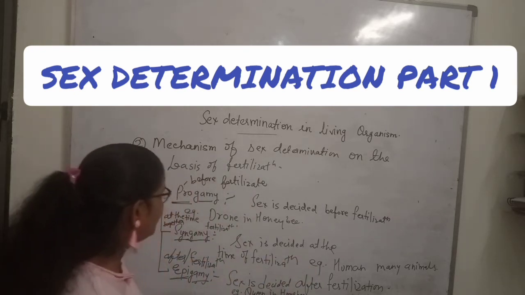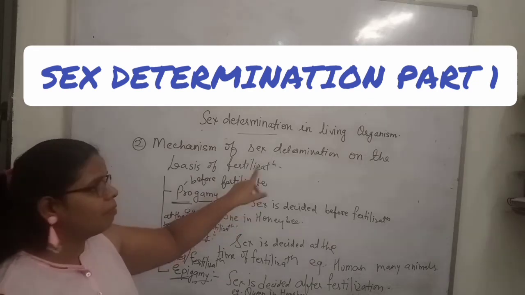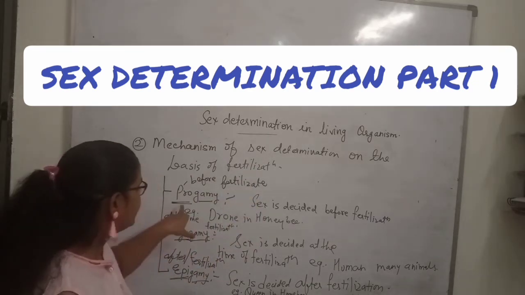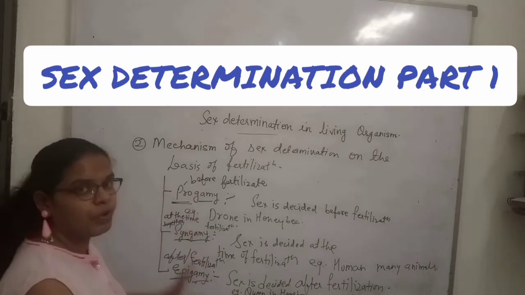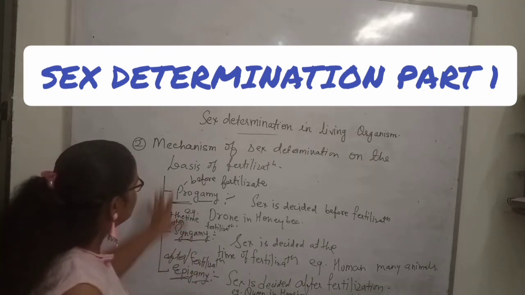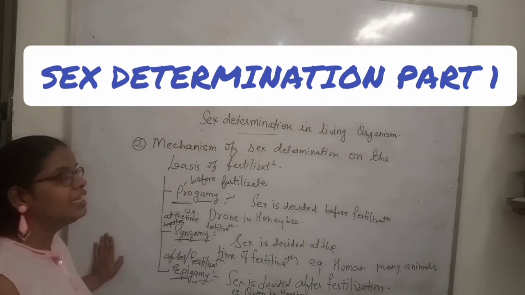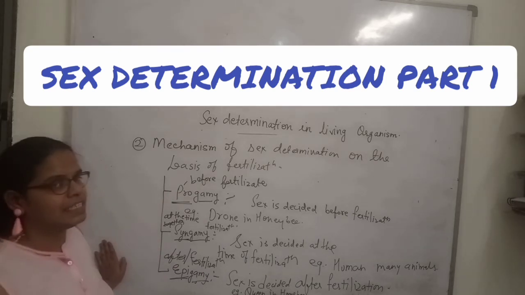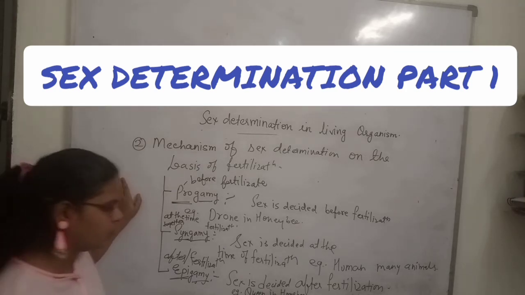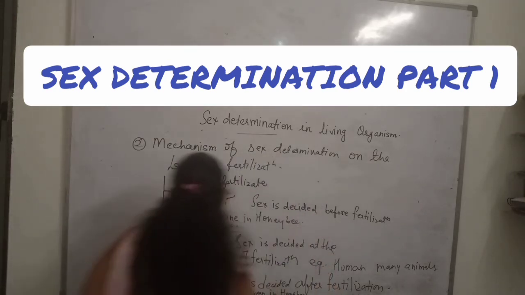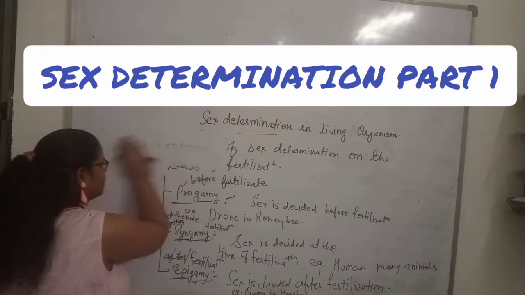Now you can see there are two types of sex determination in honeybee. One is progamy and one is epigamy. So we're going to go into detail on this. So first you write down this thing. Then we will go towards the allosomic mode of sex determination. You can write it down. Hope you all have written it.